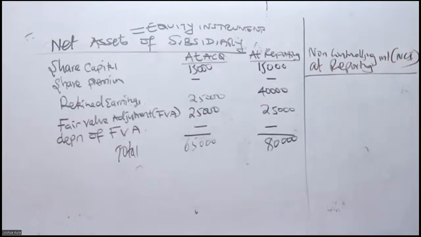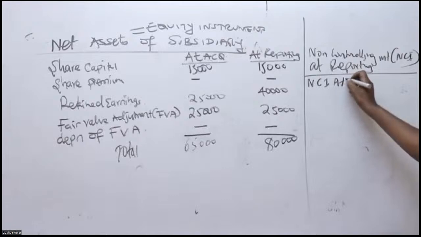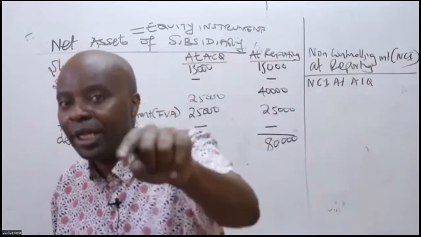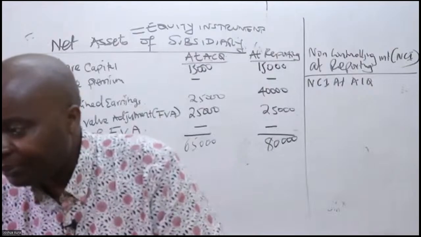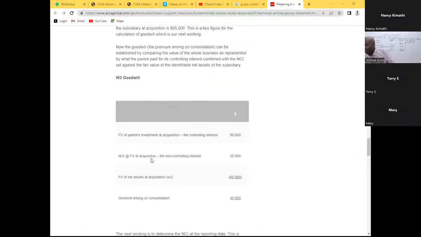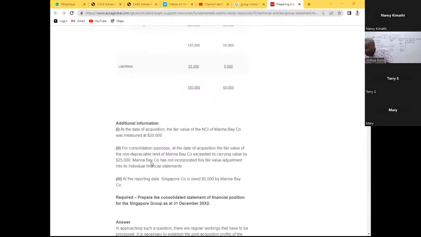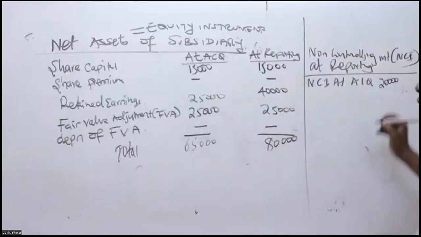At reporting. How do we do this? We shall simply take NCI at acquisition. When we were acquiring this subsidiary, the NCI figure at acquisition will always be given at that date. It's here. We are told at the date of acquisition, the fair value of the NCI was 20,000. So NCI at acquisition, in this case, is 20,000, like that.